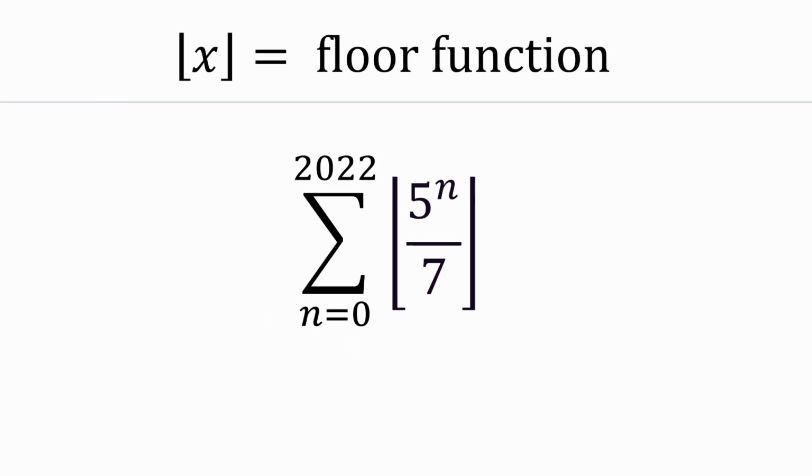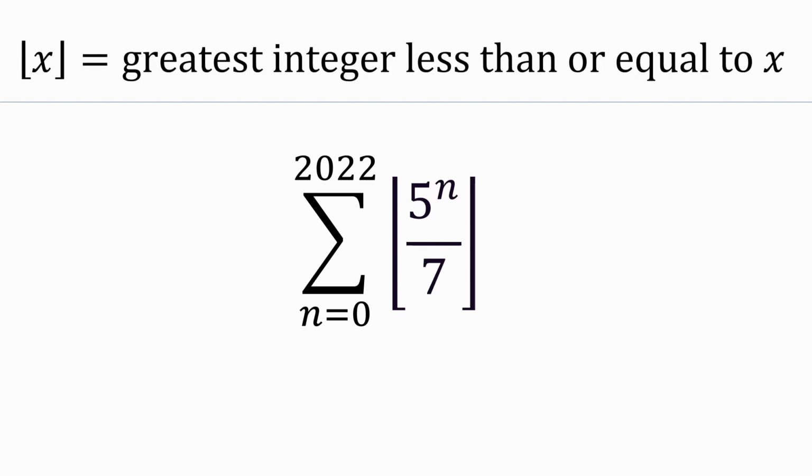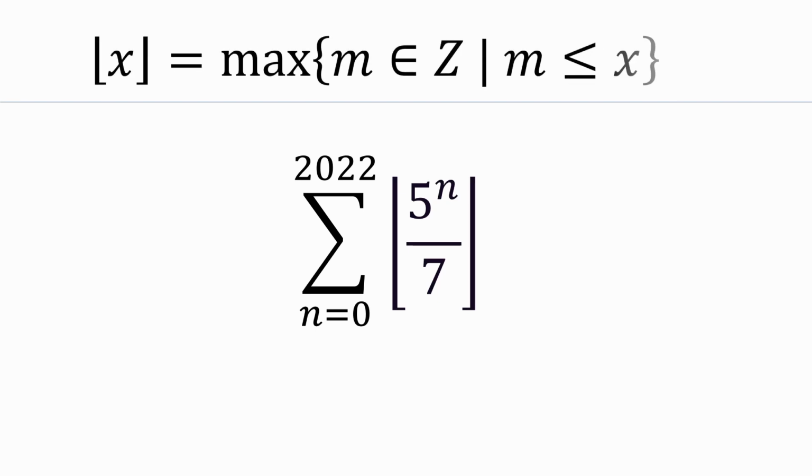The floor function, also called the greatest integer function, simply extracts the integer part of x. In slightly more sophisticated math parlance, we can write that as floor x equals the maximum value of m, where m is an element of the set of integers, denoted by Z, such that m is less than or equal to x. Let's expand a bit to see the effect of the floor term by term.